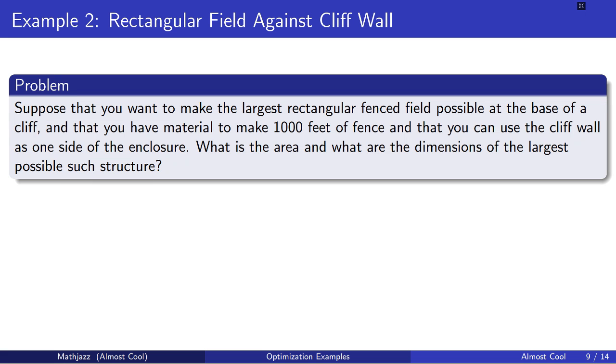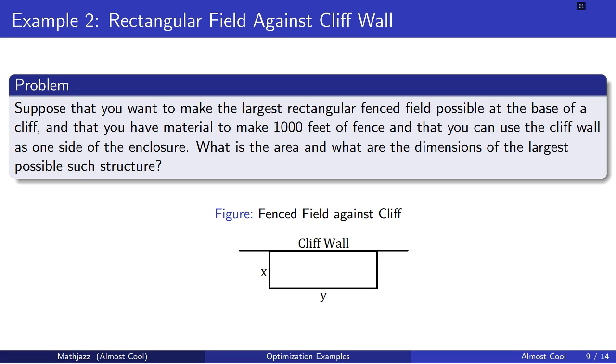The statement of the problem is, suppose that you want to make the largest rectangular fenced field possible at the base of a cliff, and that you have material to make 1,000 feet of fence, and that you can use the cliff wall as one side of the enclosure. What is the area and what are the dimensions of the largest possible such structure? Here's a diagram. You can pause the video now to work out your solution.